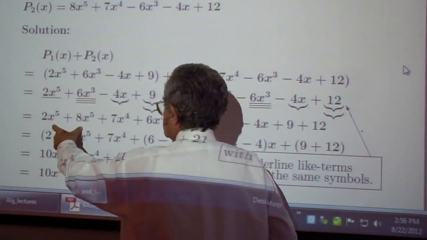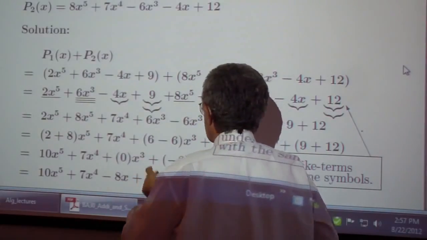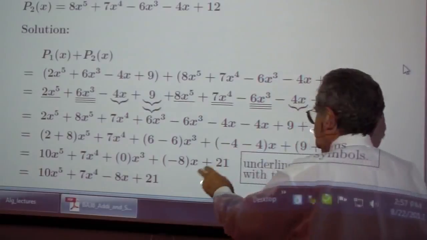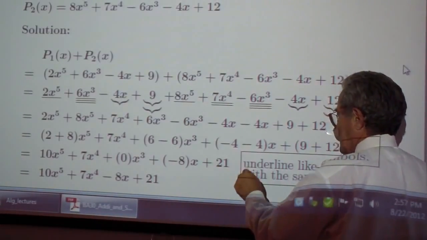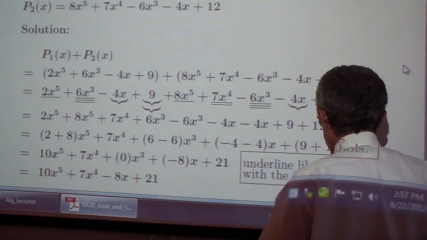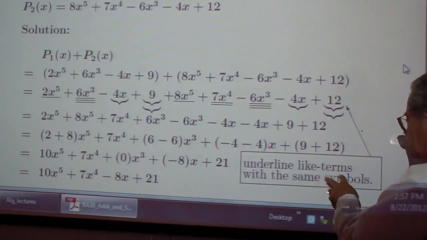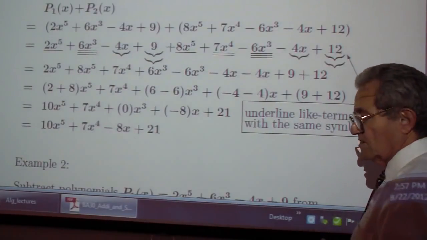Combine like terms, you get 10x to the 5. This is only x to the 4. The x cubes get wiped out. You get negative 8x, and you get a constant which is 21. Underline like terms with the same symbol. Okay.